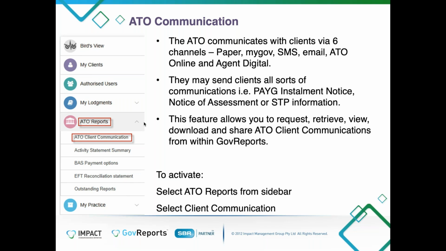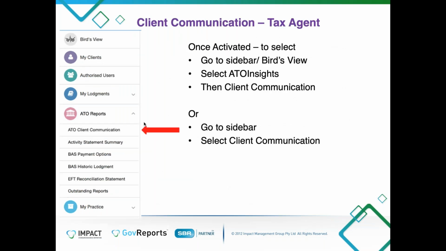You don't have to get out and go into online services. It is available for you from this ATO communication. So to activate, basically, you go to the ATO reports and you select that ATO client communication, and it switches it on. So once it's activated, you have two ways.